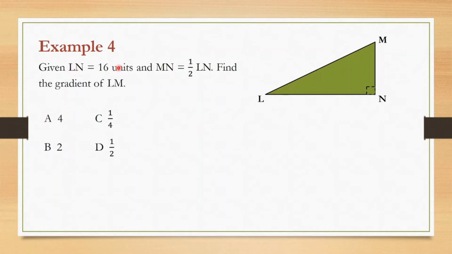Given LN equal to 16 units and MN equal to half of LN, find the gradient of LM. So again, extract all the information to the diagram. LN equal to 16 is here, and we don't know what is MN. From this expression, we can find for the MN. MN equal to half of LN and LN equal to 16. So MN equal to 8 units right here.